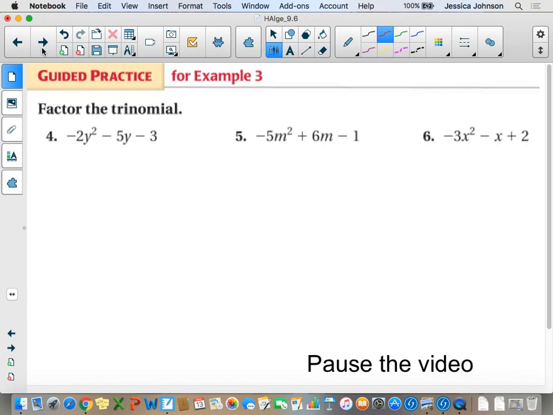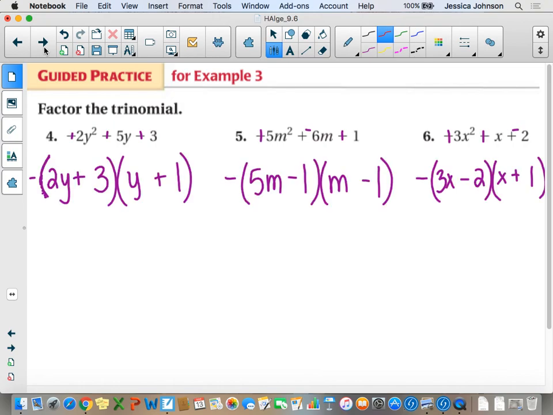Okay, so same thing as before. I would like you to pause the video right now, try these 3 problems out, and the solutions will be on the next page. Don't forget to factor that negative out. Here are the solutions.